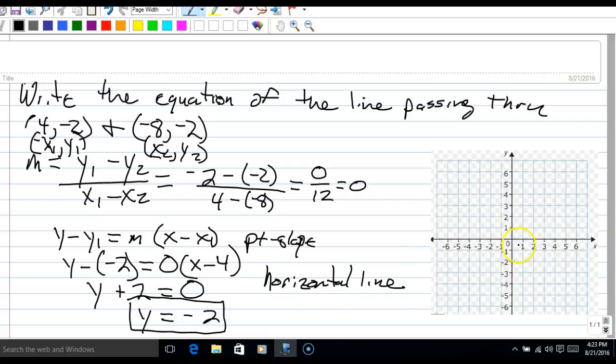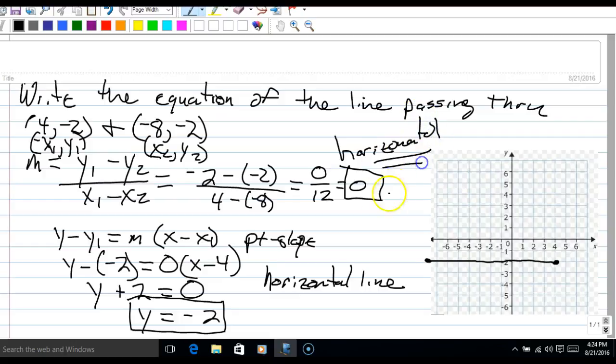I have 4, negative 2, and I have negative 8, which would be out here somewhere, negative 2, and you see that's a horizontal line. Well, we know that a horizontal line has slope equal to 0. We learned that earlier, that a horizontal line has slope equal to 0.